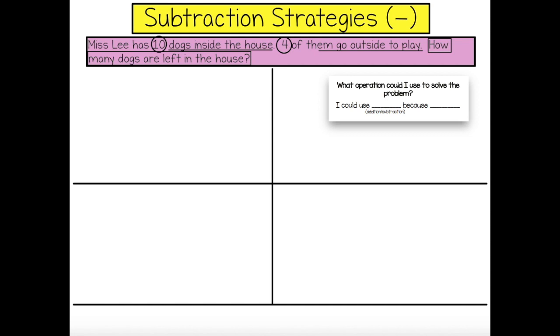Now, finally, what operation could we use to solve this problem? Addition? Are we putting things together? Or are we subtracting, taking things apart? Or taking away or separating? What are you thinking? That's right, we could use subtraction to solve this problem because the word problem states that there are 10 dogs in the house, but 4 of them go outside to play. So we need to separate the 2 groups.